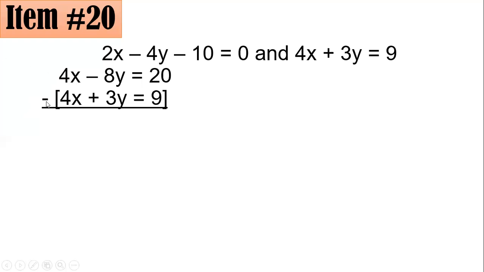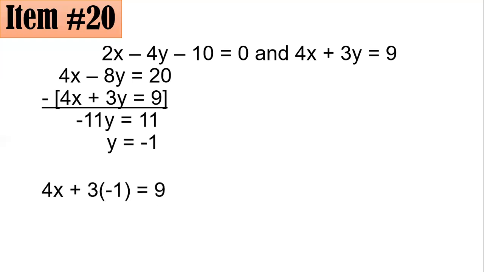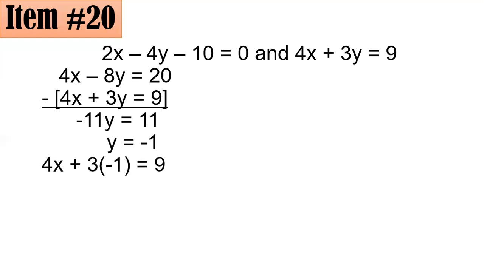4x minus 4x is 0. Negative 8y minus 3y is negative 11y. 20 minus 9 is 11. That's why we have the equation negative 11y equals 11. Dividing both sides by negative 11 gives y equals negative 1. So we have the value of y. We can now solve for the value of x.